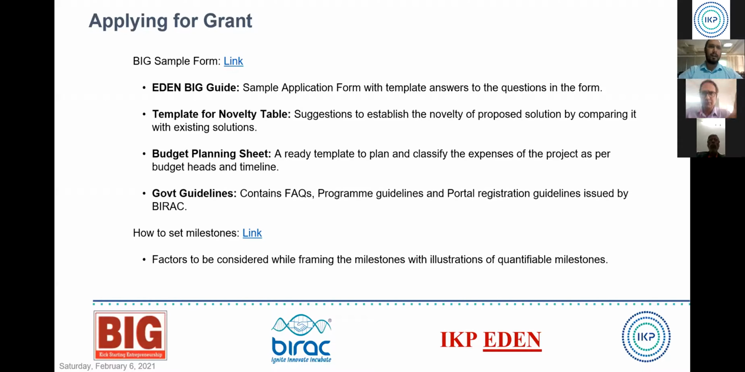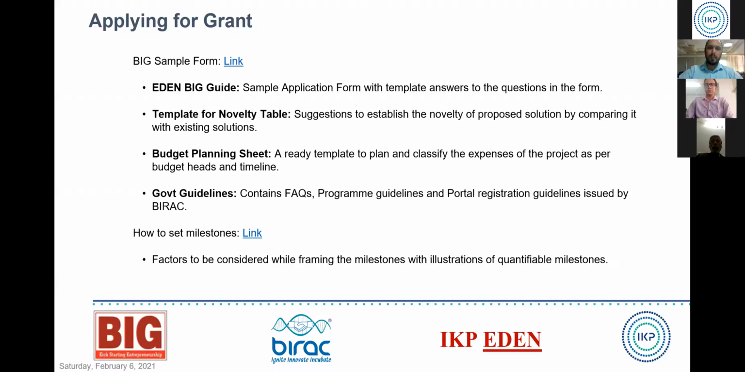The next ready template that you will find is a template for the novelty table. Novelty is a major factor while being reviewed in grant programs because that sets you apart from the rest. It will help you position yourself differently against the existing solutions which are available. There are various factors on which you can do that, like affordability, efficiency of the solution, and technical feasibility, how the technology itself works. Those are described in much better detail.